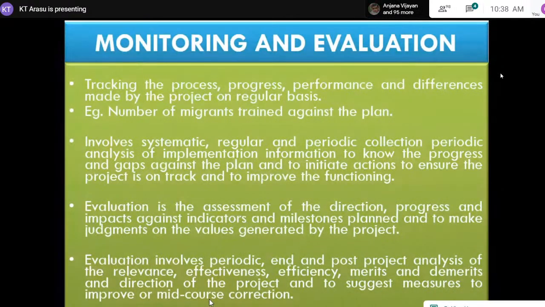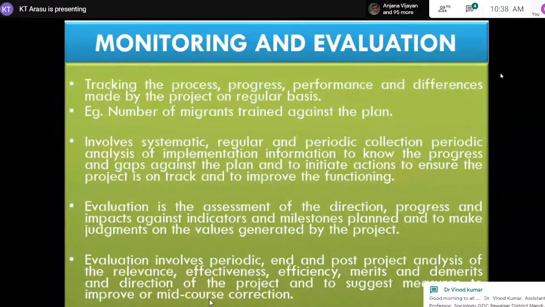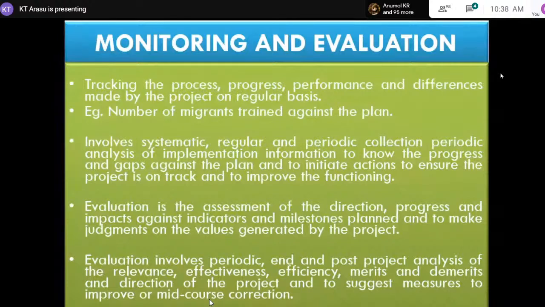Our development journey, so that you are reviewing back. It is flashing back. So that is the key part of evaluation. Evaluation involves periodic analysis, or at the end of the project, or post-project analysis.